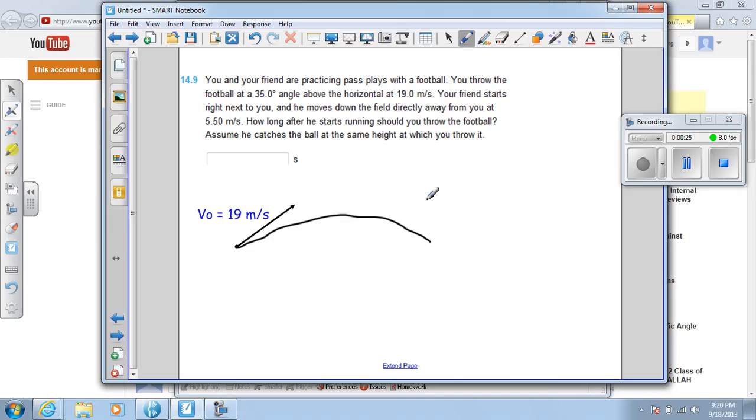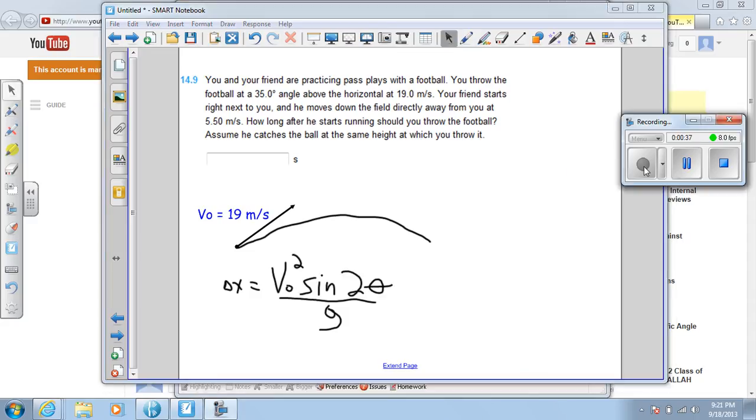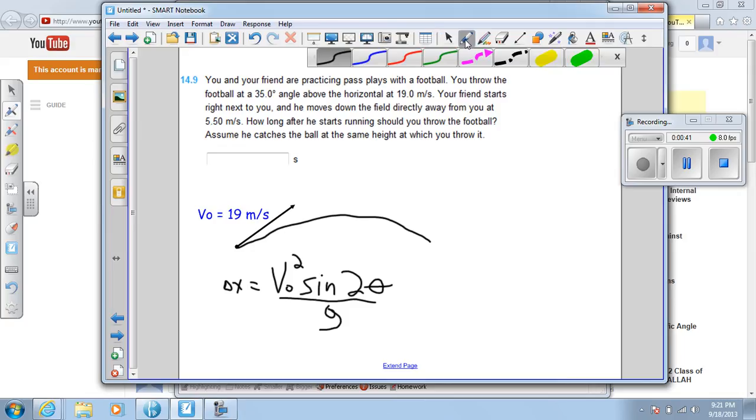In this case, I'm actually going to use the range equation, even though I could break this into x and y components and find delta x just as easily. It's easier now that we have the range equation to just do that. So if you'd rather use the traditional approach, feel free. I'm just going to use the range equation. And so there it is, delta x equals v0 squared sine 2 theta over g.